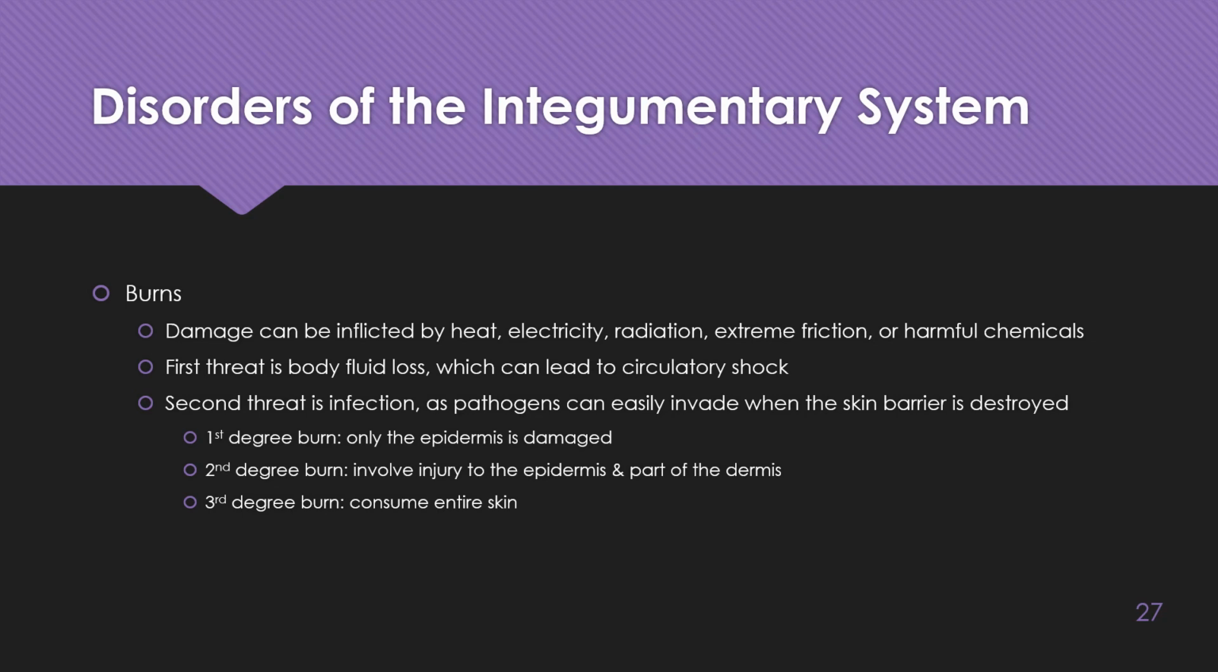The burned area may be white, black, or red, and we would need to use a skin graft in order to recover from this particular thing. So basically, they'll take skin, which just seems so gross to me. They'll take skin from another area and move it to this area where you've had this third-degree burn, and use that to recover, or use that to supplement what you've lost.